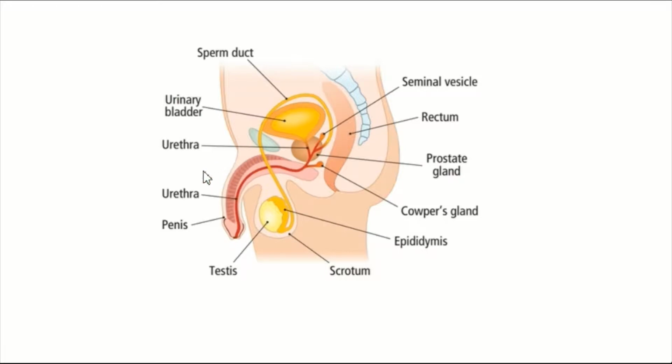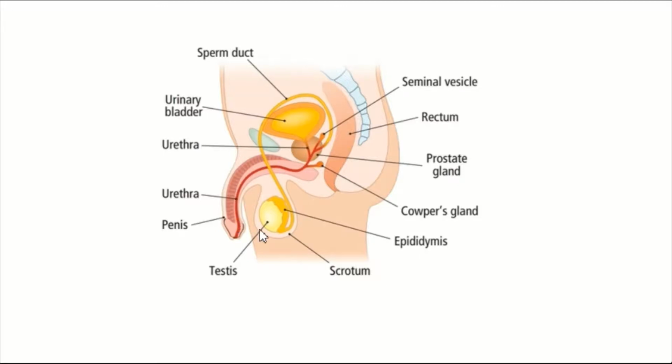And then lastly, you have the penis of the male reproductive system, which you can insert into the female reproductive system during sexual intercourse, which will then result in fertilization, which is the main aim of sexual intercourse.